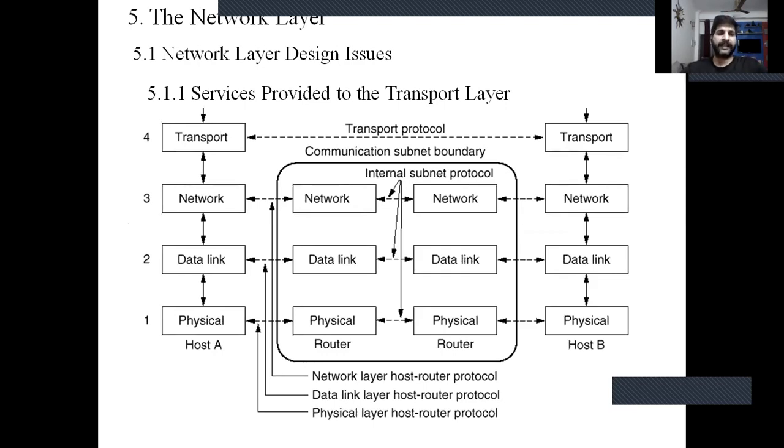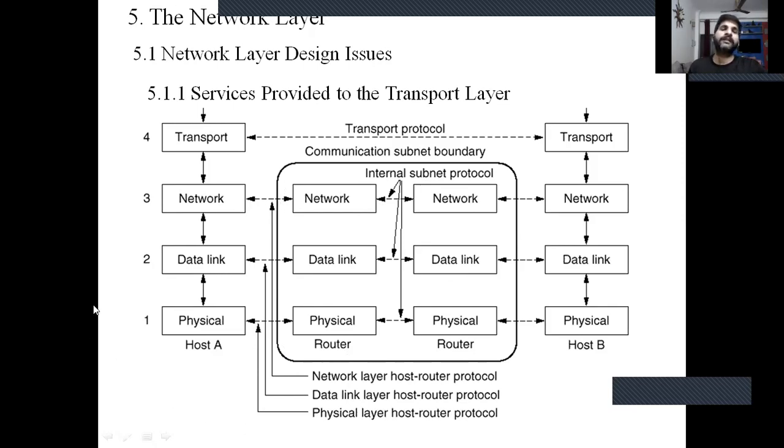The network layer design issue is shown in the OSI model. The first layer is the physical layer, the second is the data link layer, the third is the network layer, and the fourth is the transport layer. The network layer has an internal subnet protocol, like network, data link, and physical. These contain the router: network layer host router protocol, data link layer host router protocol, and physical layer host router protocol. Three layers are combined.